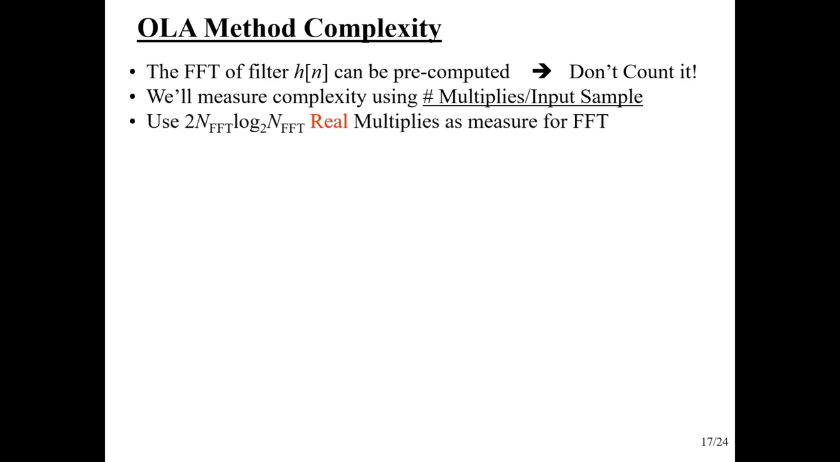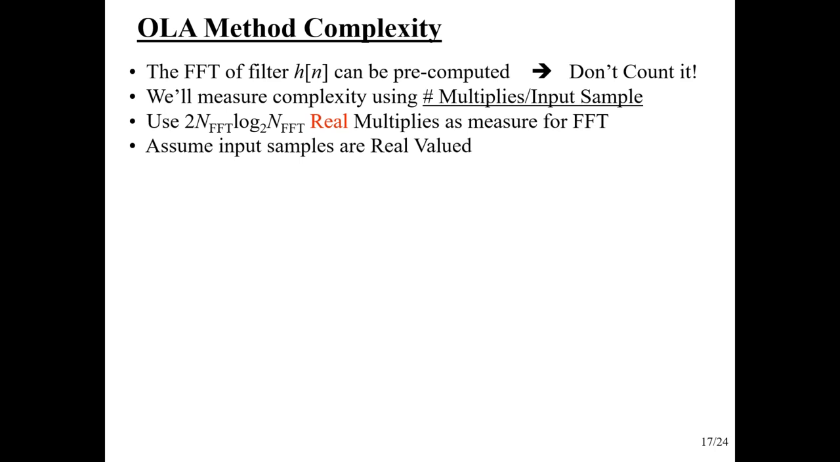So we need a measure for how many multiplies, and we're only going to count multiplies. We could count adds as well. But we need a good rule for saying an N_FFT length FFT costs this many multiplies. So this is a good rule. It comes right out of the Parratt book. There are slightly more accurate assessments, but this one's good enough for our purposes here.